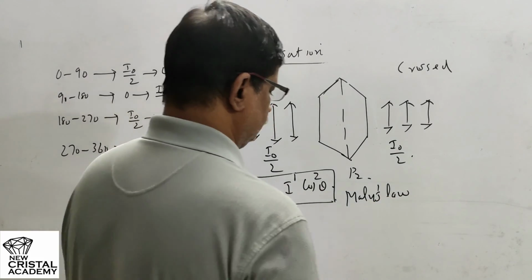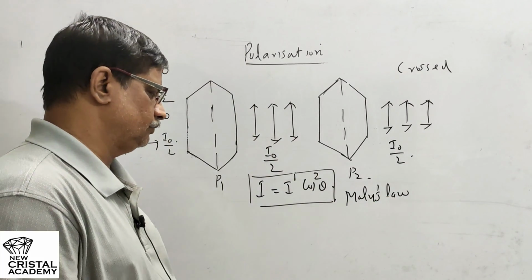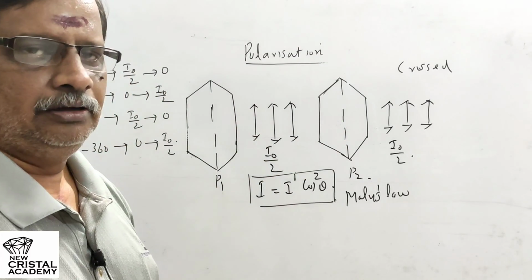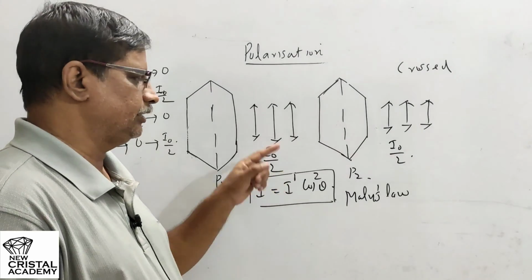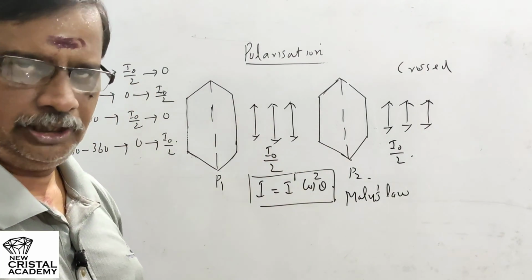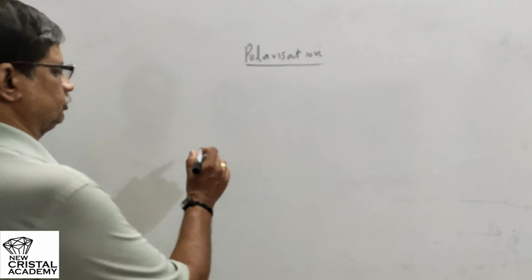So this law gives you a way to calculate the intensity of the light that is coming out of a crystal, a tourmaline or any such type of crystal, when polarized light falls on that crystal. Clear? Now let us see polarization by reflection.